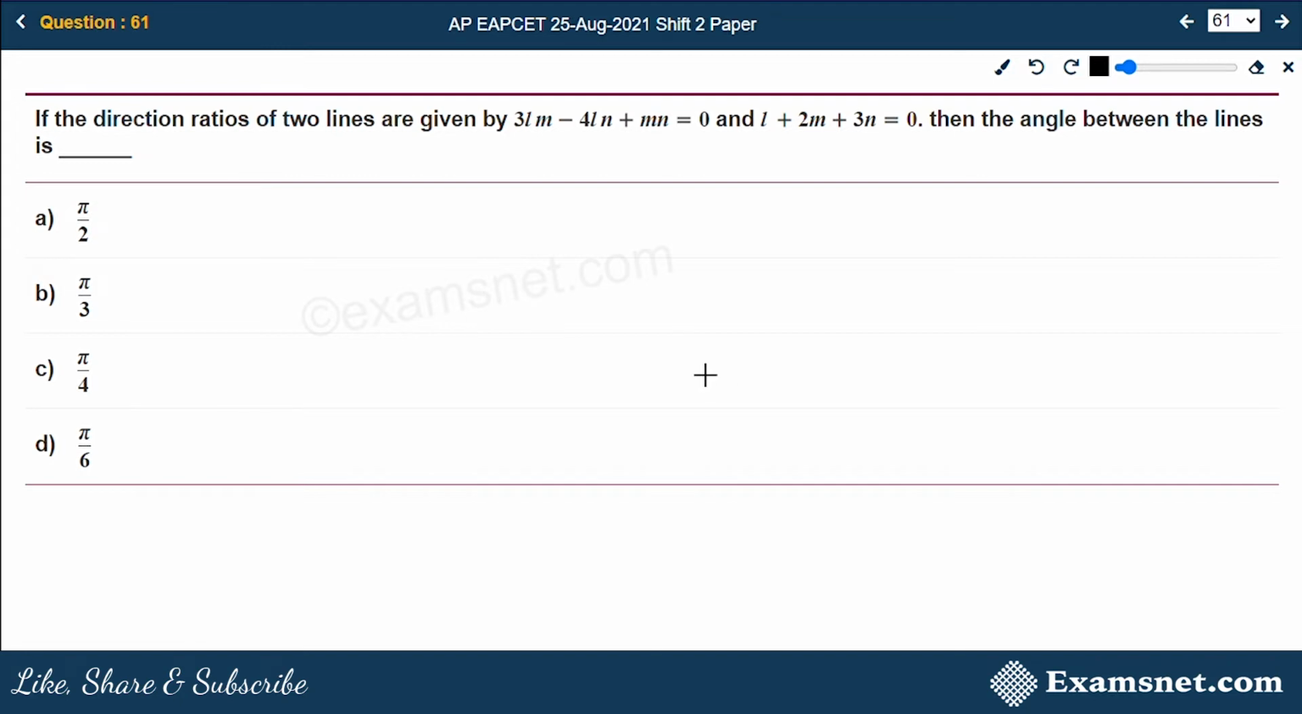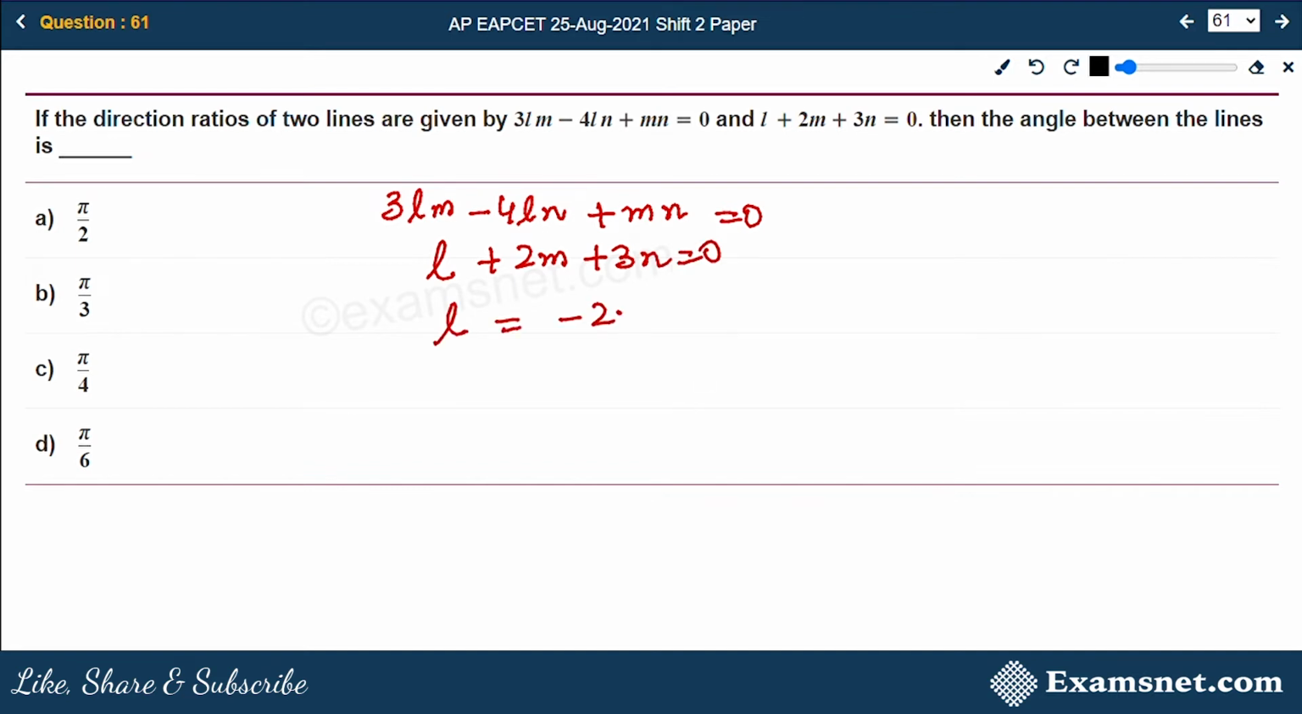Let's start with question number 61. It says if the direction ratios of the two lines are given by this and this, then you have to find the angle between those lines. So these lines, first of all, let's write them. 3lm minus 4ln plus mn is equal to 0, and the second one is l plus 2m plus 3n is equal to 0, which makes l is equal to minus 2m minus 3n.